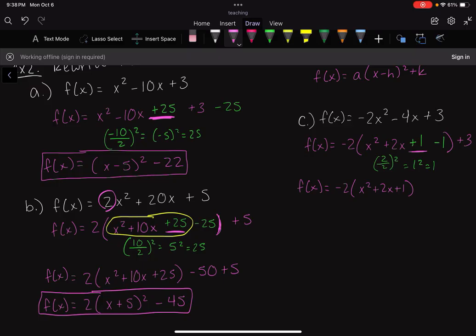I don't want the minus 1 in the parentheses anymore, so I'm going to go ahead and multiply it by that negative 2 so that it can come out. So that would give me plus 2, and then I have plus 3. Factoring my parentheses leaves me with x plus 1 squared, and then I have plus 5 on the outside. So this is vertex form.